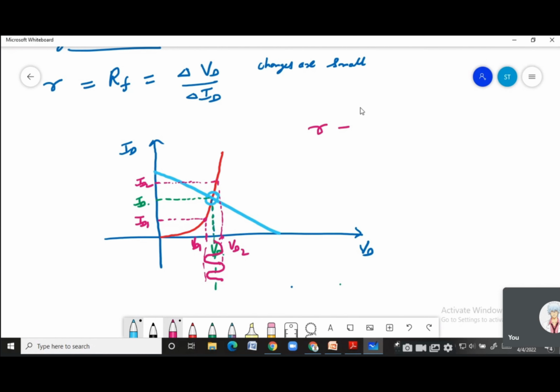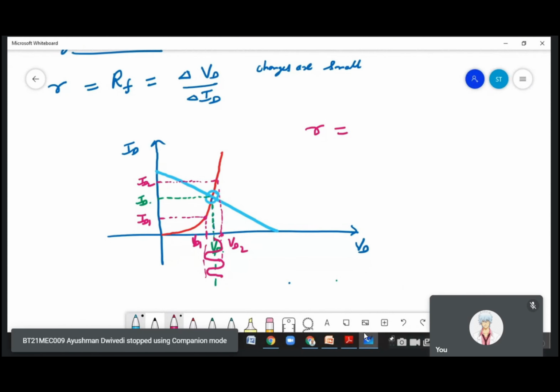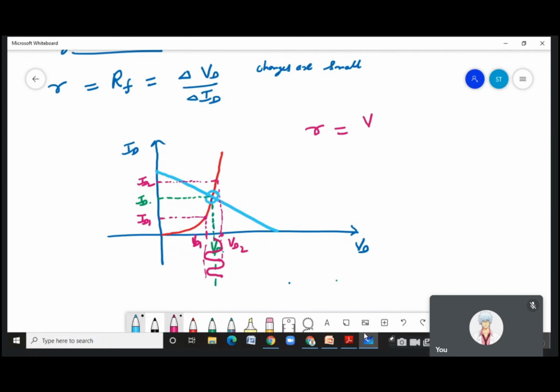Now I apply the rule. According to the definition, this small r is going to be equal to the change in VD, that is VD2 minus VD1, upon the change in current, that is ID2 minus ID1. Suppose it comes as 25 ohms. Normally dynamic resistance is less. If you look at this, it is actually nothing but the slope of the characteristic. You are obtaining a slope at this operating point, which I call Q.